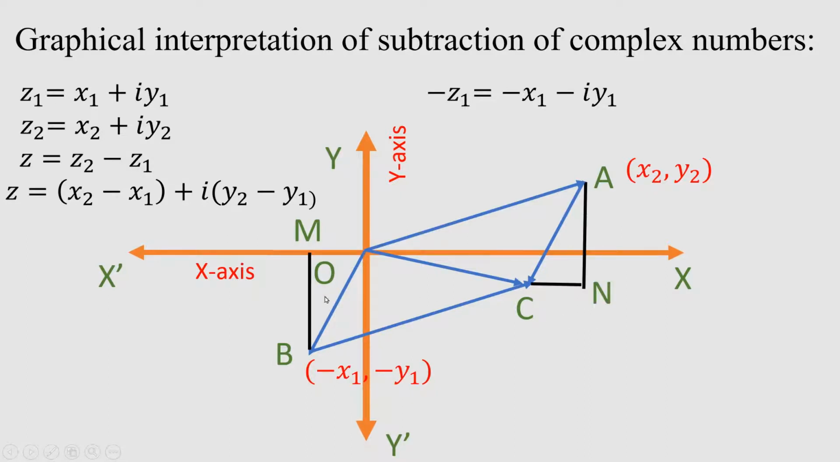ACN. Therefore, BOM and ACN, these two triangles are congruent, and from this point minus x1 y1, you can say that this length OM is equal to x1 and this length BM is equal to y1. And from this point x2 y2, we can say that this length OR is equal to x2 and AR is equal to y2.